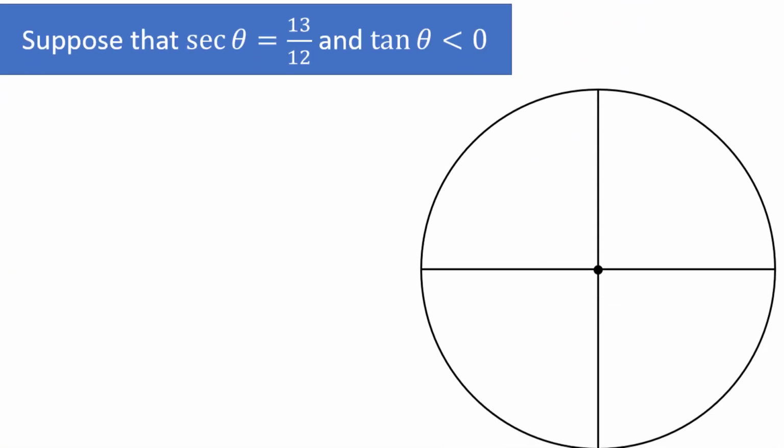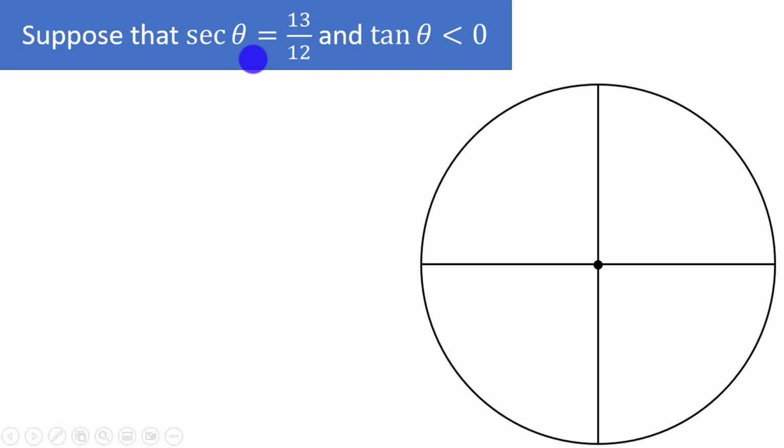Let's try one final problem. Suppose that secant of theta is equal to 13 over 12, and tangent of theta is less than 0. Now, why are they telling us that tangent is less than 0? Well, that is to help us to narrow down which quadrant that we are in.